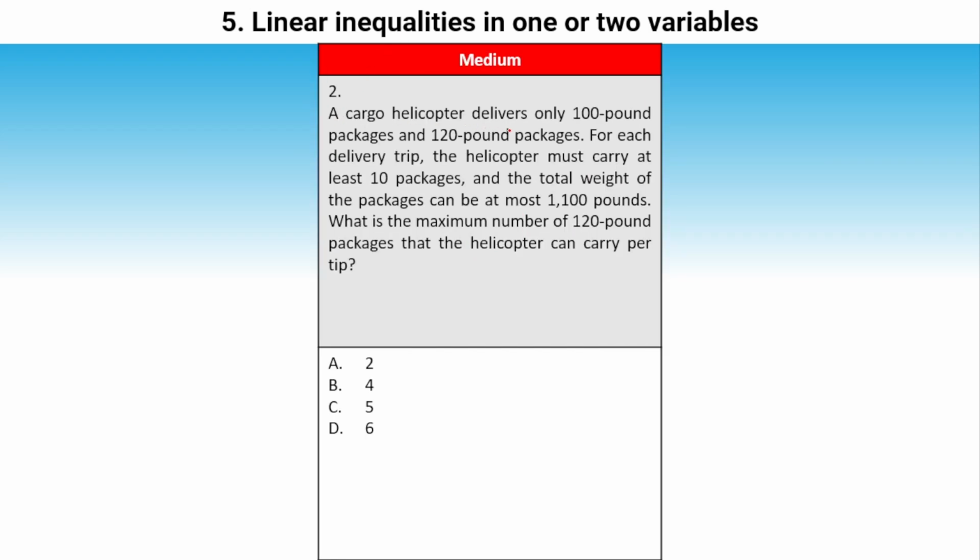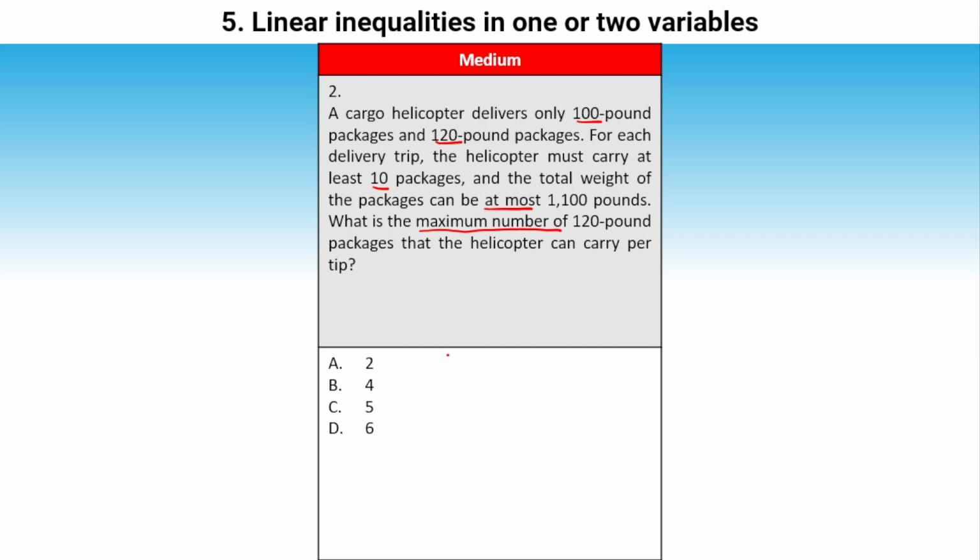A cargo helicopter delivers only 100-pound packages and 120-pound packages for each delivery trip. The helicopter must carry at least 10 packages, and the total weight of the packages can be at most 1100 pounds. What is the maximum number of 120-pound packages that the helicopter can carry per trip?